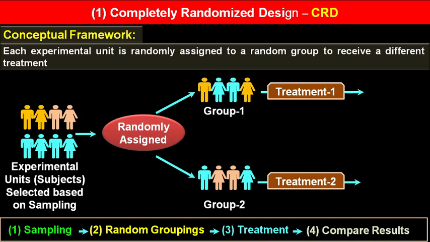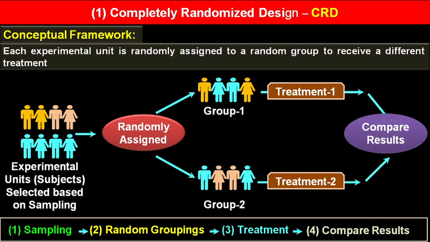The third step is treatment. So we have applied treatment 1 and 2 on both the groups, treatment 1 on group 1 and treatment 2 on group 2. The fourth step is compare the results. Then after applying the treatments on both the groups, we have compared the results. This is the fourth step. Dear students, please learn this basic rule: sampling, random groupings, treatment, and compare results.